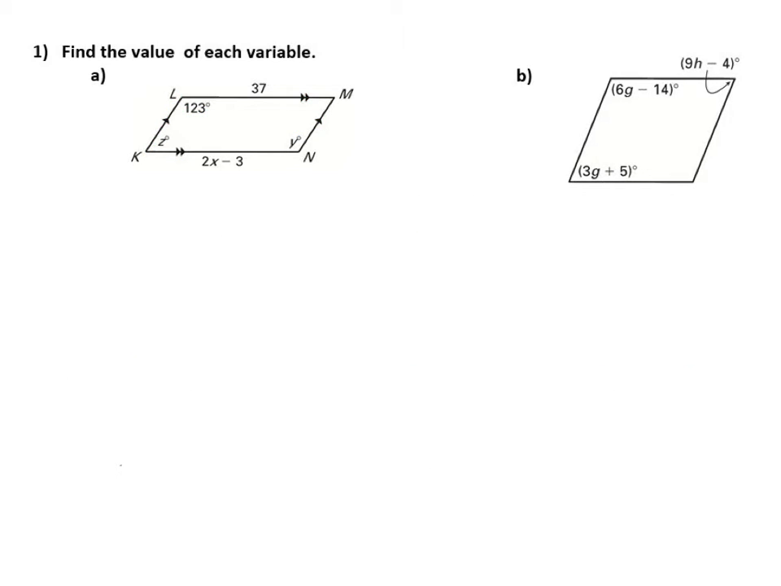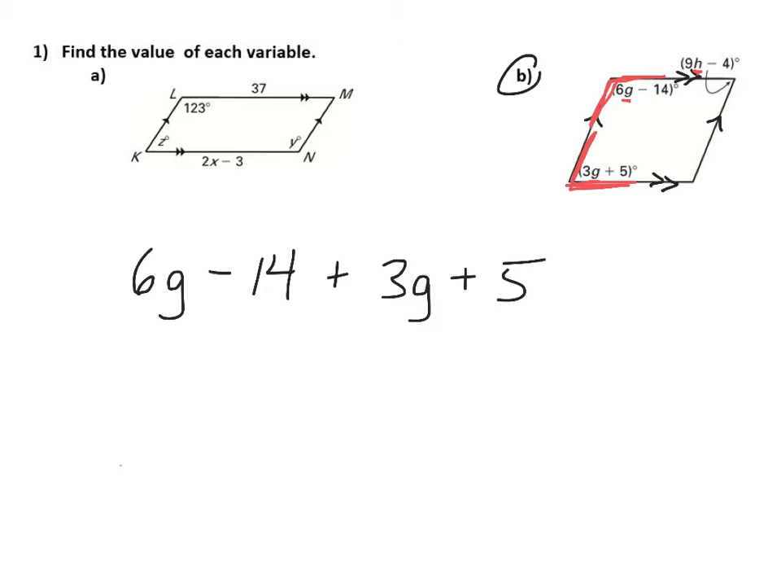Now for example B, I'm actually going to add a couple markings on here. We'll say the left and the right side are parallel, and the top and the bottom are parallel. In this case, all my variables deal with angles. We have h here, g here, and g here. Let's focus on the two angles that have the same variable. It looks like they are adjacent angles inside a parallelogram. Therefore, the sum of these two angle measures should equal 180.